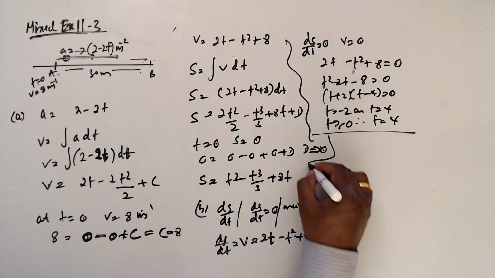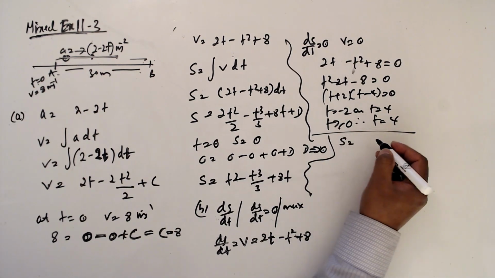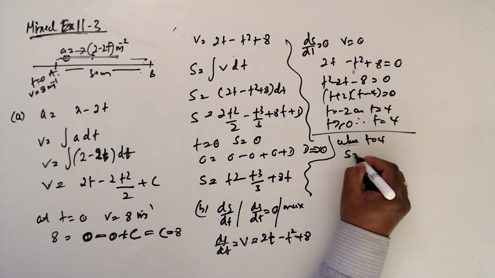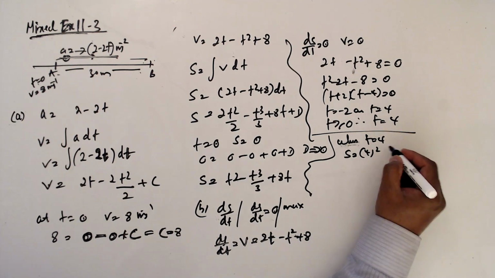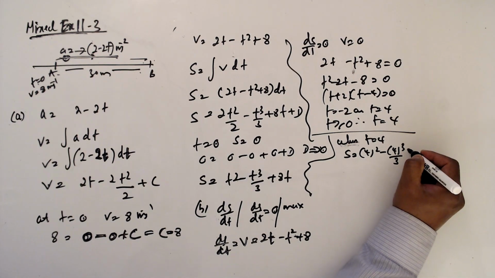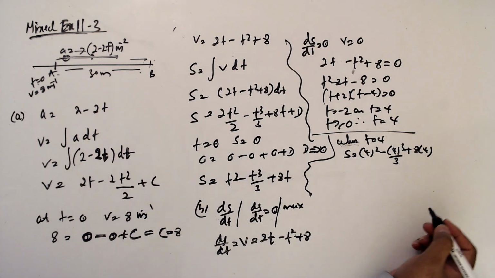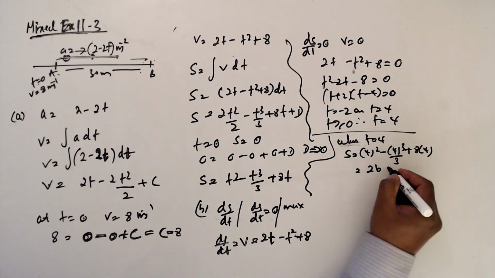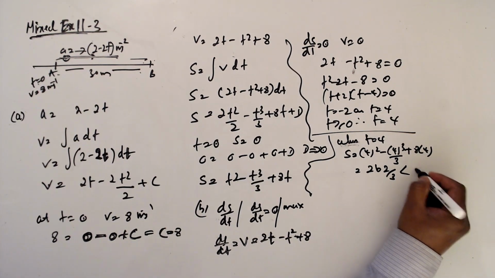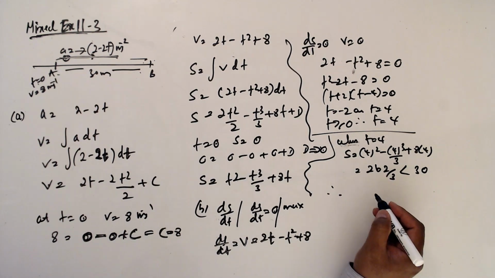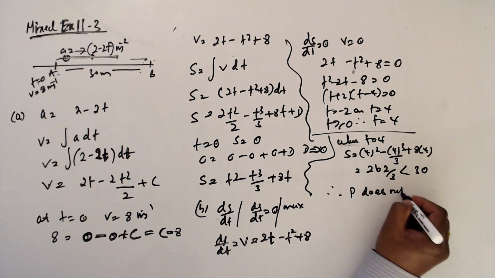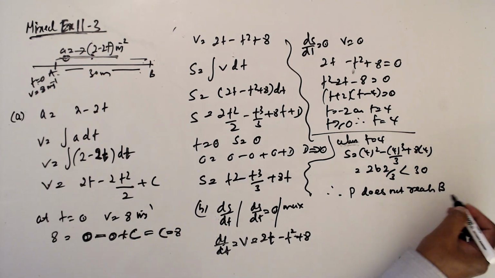So when t equals 4, s is 4 square minus 4 cube over 3 plus 8, 4. So this answer we will get 26 2 over 3. Now this is less than 30. Hence P does not reach B.